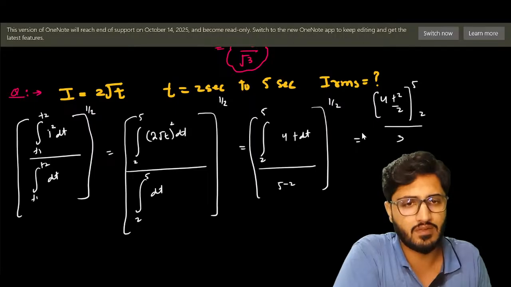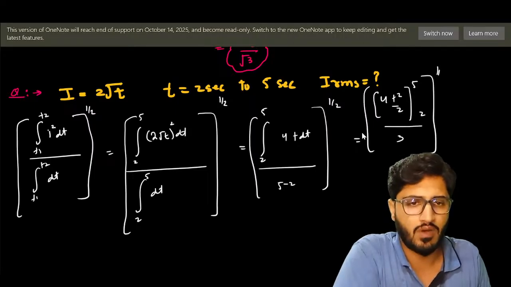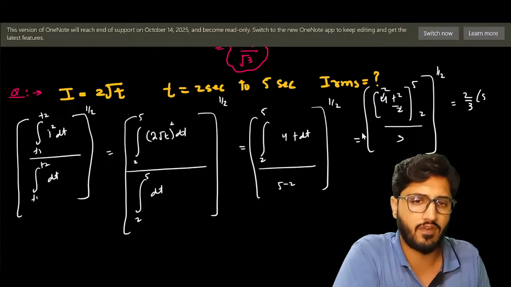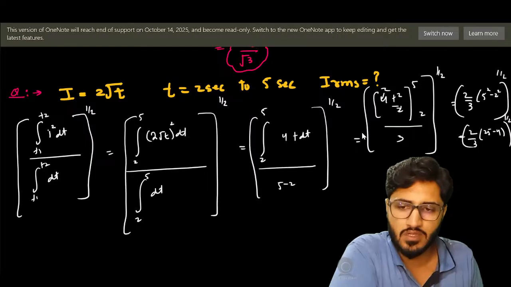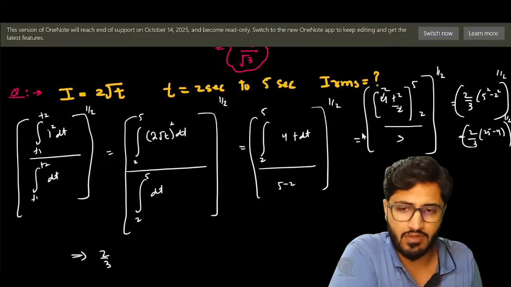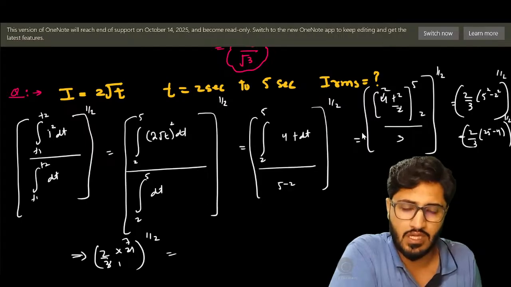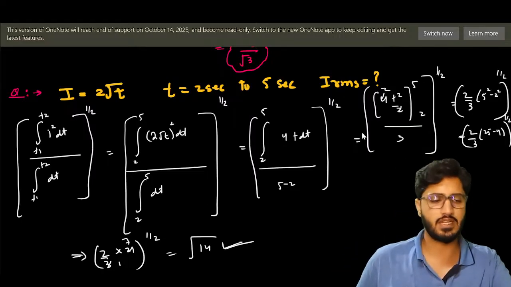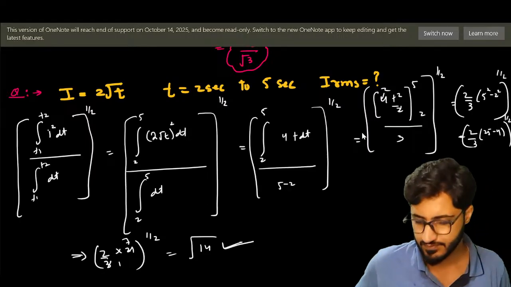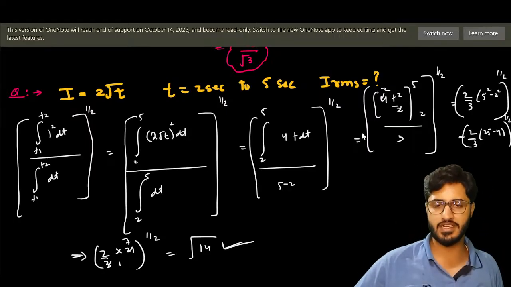Then we have 3, under root of 1 by 2. So 2 on 2 to the 4, I have 2 by 3. Then we have 5 square minus 2 square, 25 minus 4, which is 21, then 1 by 2. 3 7 21. It is 14. Root 14 is my answer.